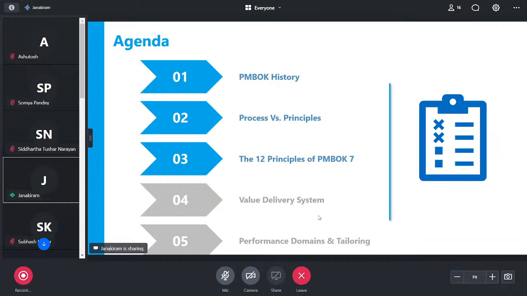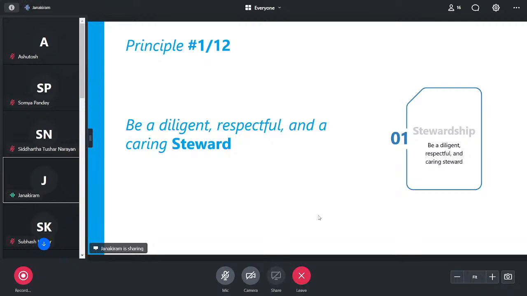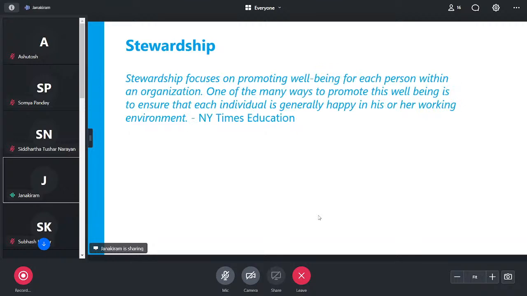Now let us look at the 12 principles of PMBOK 7, which is in the first part of the PMBOK 7th edition. The first principle states: be a diligent, respectful, and caring steward. Now, who is a steward? Stewardship focuses on promoting well-being for each person within an organization. One of the many ways to promote this well-being is to ensure that each individual is generally happy in his or her working environment. Now, before we even try to understand this, I'll take an example.